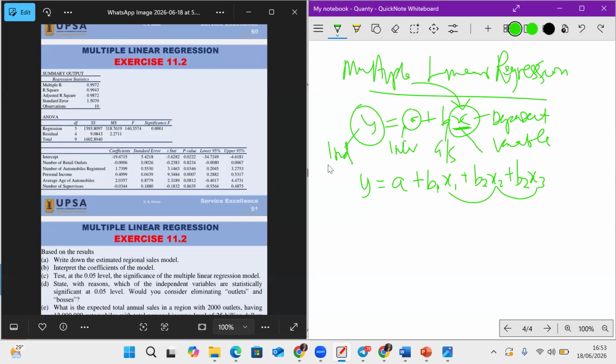It's not only one, like the first one. The second one is called multiple linear regression. We still have the dependent variable, we still have the intercept, but we have x values of 1, 2, 3, different independent variables. Because the independent variable, which is the x, is more than one, we say multiple linear regression.